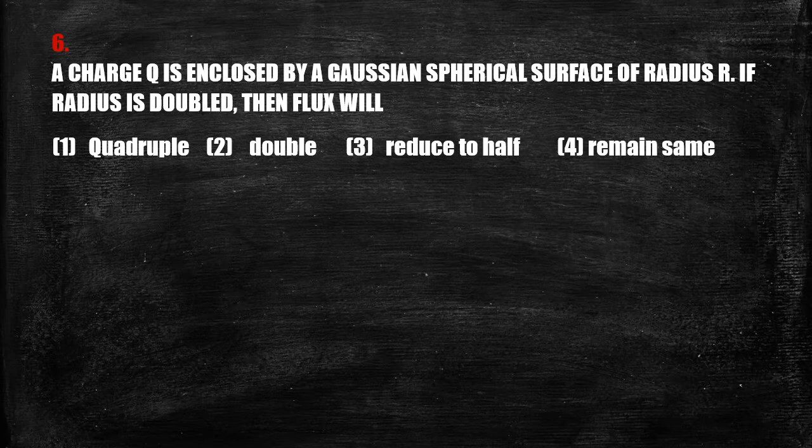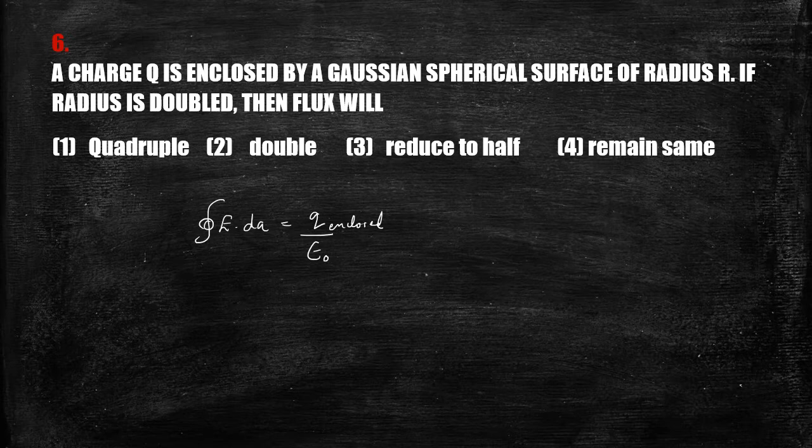So we know from Gauss's law, the flux, that is integral E dot dA, is equal to Q enclosed divided by epsilon 0. The flux doesn't depend upon the radius or the dimension of the closed surface. We are taking it as the Gaussian surface.